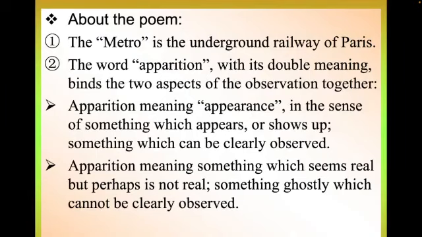Now, when we look at this particular poem, this is a metro that is the underground railway of Paris. And when we think of the word apparition with its double meaning, it binds the two aspects of the observation together. First, apparition could mean an appearance of something, in the sense of something which appears or shows up, or something which can be clearly observed. Now, an apparition could also mean something which seems real, but is not real, something ghostly, which cannot be clearly observed.